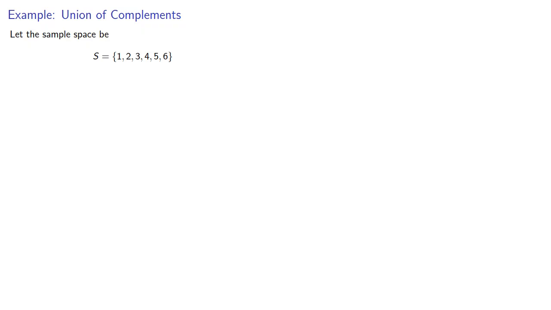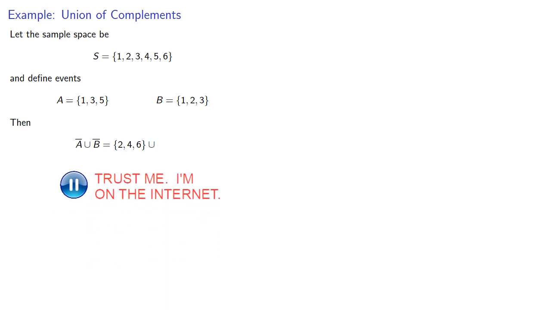For example, let our sample space be the numbers from 1 through 6, and we'll define two events. A is 1 through 5, and B is 1, 2, 3. The complement of A together with union, the complement of B. So I'll find the complement of A first. That's everything in our sample space that's not in A. And likewise, the complement of B, everything else. And our union will be.